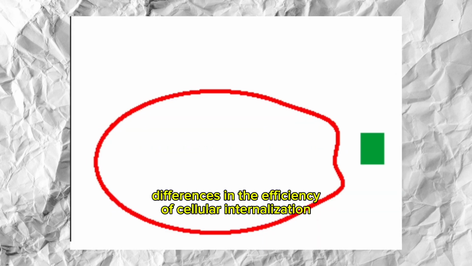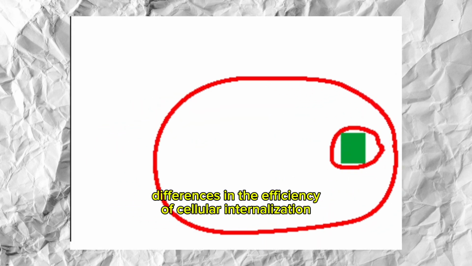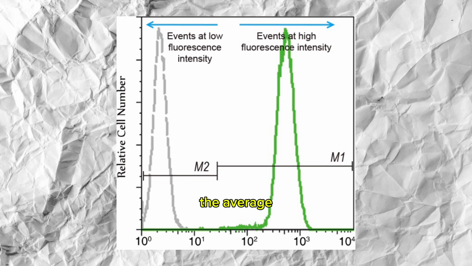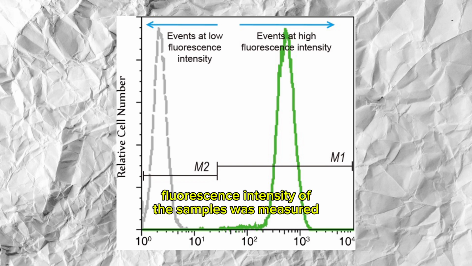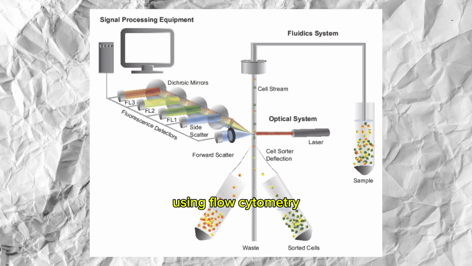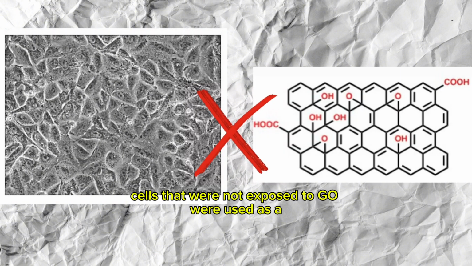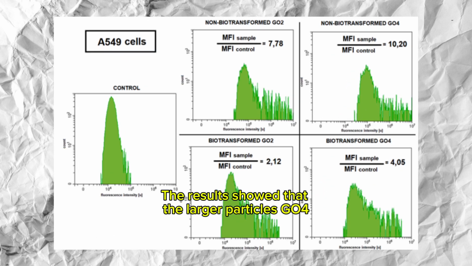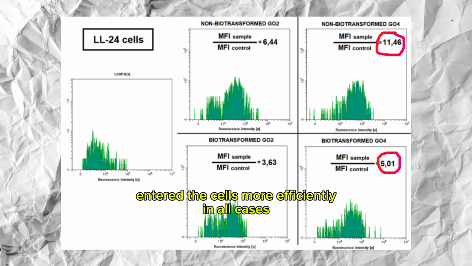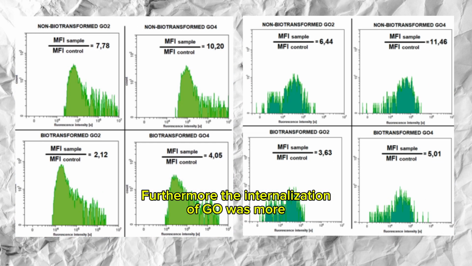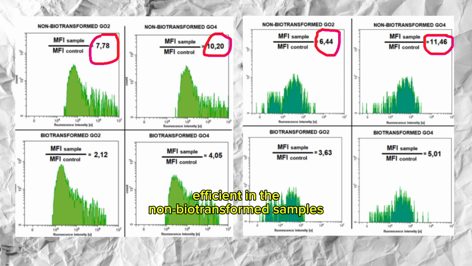To better study the differences in the efficiency of cellular internalization, the average fluorescence intensity of the samples was measured using flow cytometry. Cells that were not exposed to graphene oxide were used as a negative control. The results showed that the larger particles, GO4, entered the cells more efficiently in all cases for both cells. Furthermore, the internalization of graphene oxide was more efficient in the non-biotransformed samples.